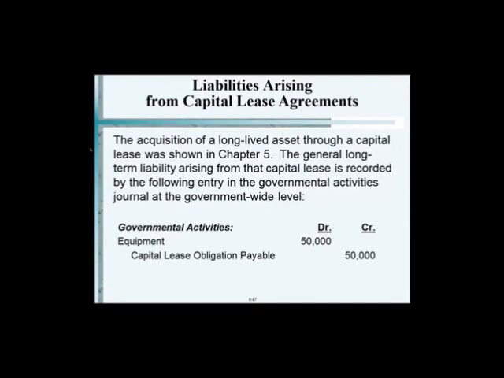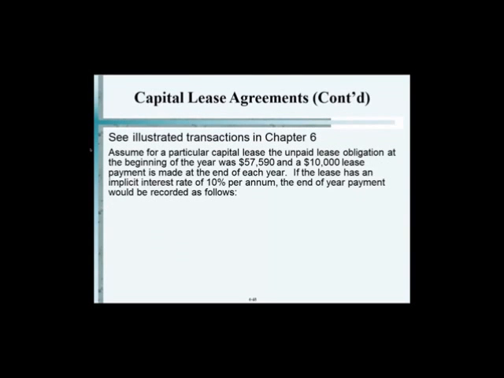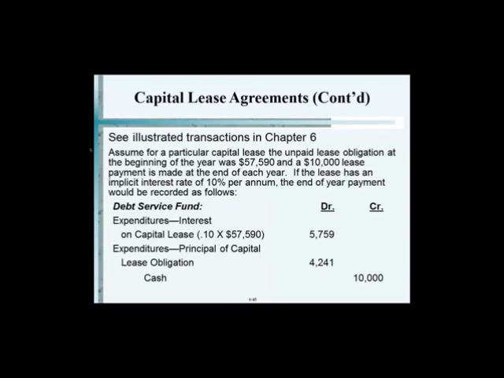Now, I want you to just think about this transaction for a moment. First, the unpaid lease obligation at the beginning of the year was $57,590, and a $10,000 lease payment is made at the end of each year. If the lease has an interest rate of 10%, first the math. 10% of 57,590 is what? 5,759. That's the interest. How much are you paying each year? 10,000. So what's the balance? Principal.